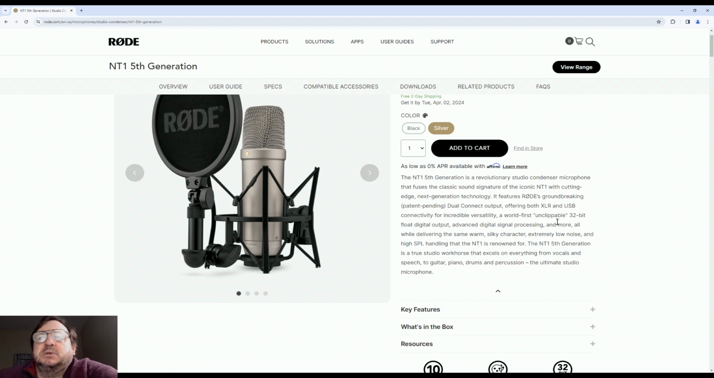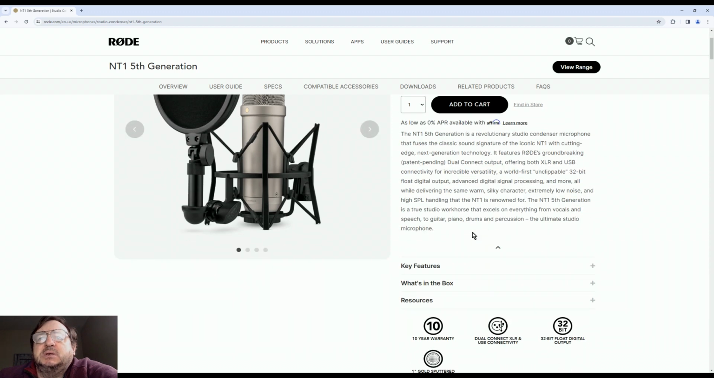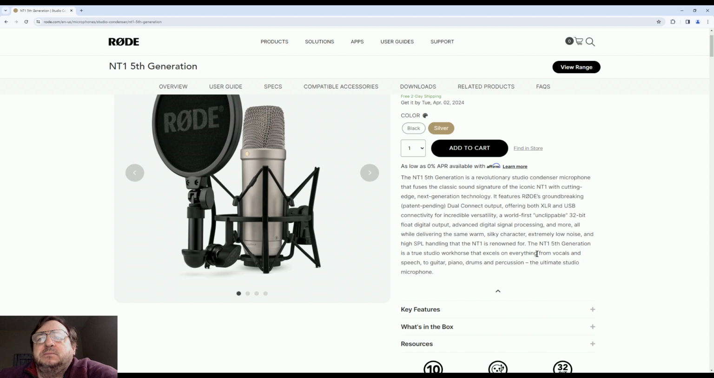Okay, so let me see. This one is 32 float, and this one has XLR, right? I've seen some with XLR and USB. So this one you can connect to your computer and try to hear how it is, or to record it.